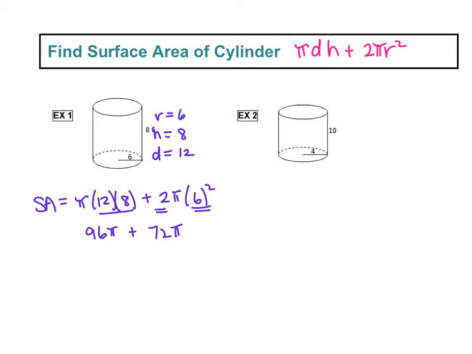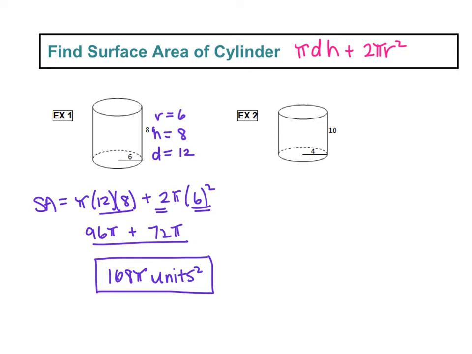Alright, so now we notice that these are like terms. We can go ahead and add those together. That's going to give us 168, and the pi stays, so 168 pi. And then our unit, which we don't have one, so we're going to fill in units squared. So not too bad, pretty straightforward. We were given all the information we needed, so that was pretty good.